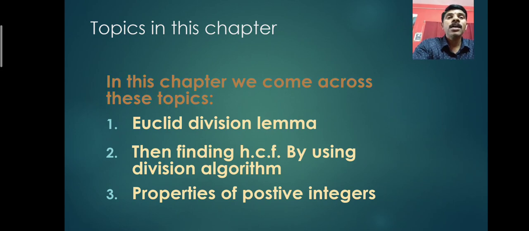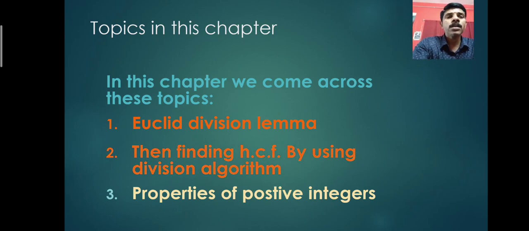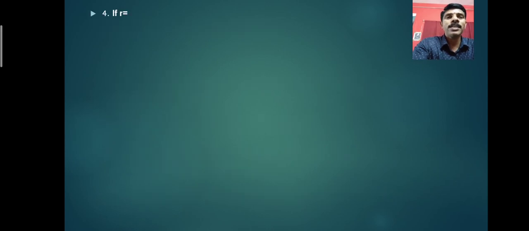After that, we come to the second topic of the Euclid division lemma, that is, if R is equal to 0, that means the remainder is equal to 0 in A is equal to BQ plus R, B is called the factor of A. So now we are going to the concept of prime factorization.